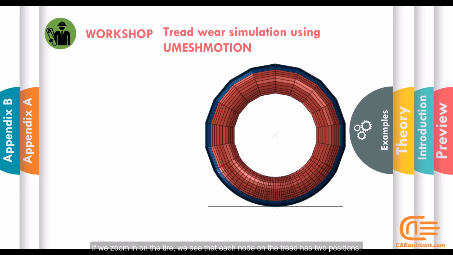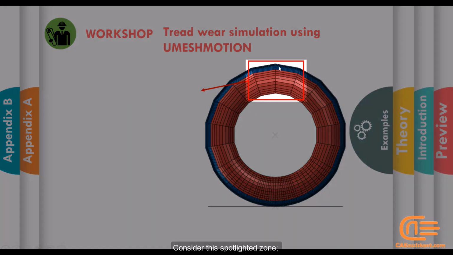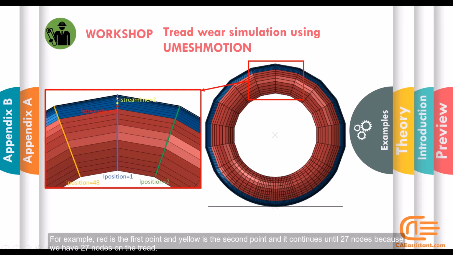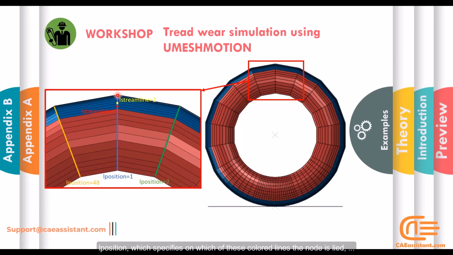If we zoom in on the tire, we see that each node on the tread has two positions. Consider this spotlighted zone. The L streamline specifies the number of the horizontal line on which the node is located. For example, red is the first point and yellow is the second point, and it continues until 27 nodes, because we have 27 nodes on the tread. L position specifies on which of these colored lines the node is laid.